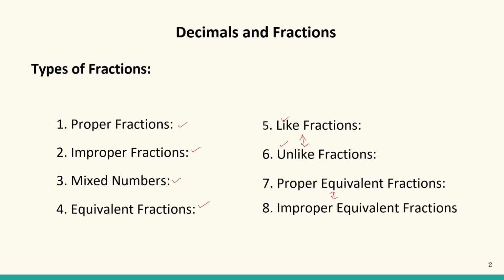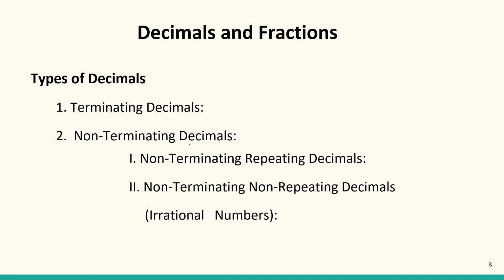Okay, and we also learned what proper equivalent fractions and improper equivalent fractions are, and the difference between these two. We also learned the types of decimals. There are basically two types: terminating decimals and non-terminating decimals. Terminating decimals have a finite number of digits after the decimal point, for example 2.3478. Here only 4 digits are there, nothing more.